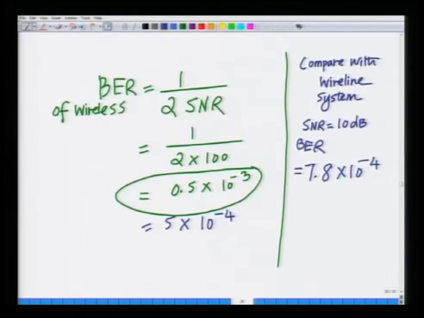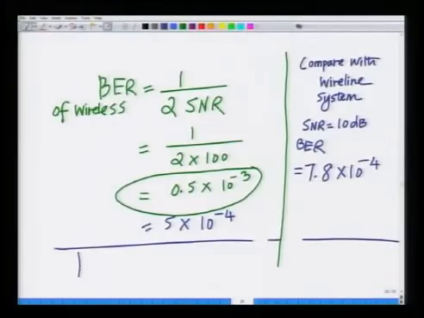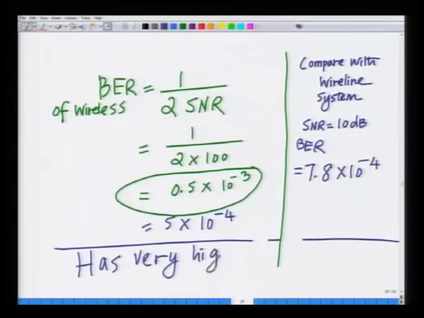So, I am using 10 times more power than a wired communication system, but my bit error rate is still higher compared to that of a wired or a wireline communication system, and that is precisely the problem with a wireless communication system. Wireless communication system has very high bit error rate.